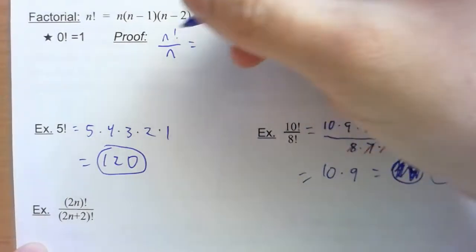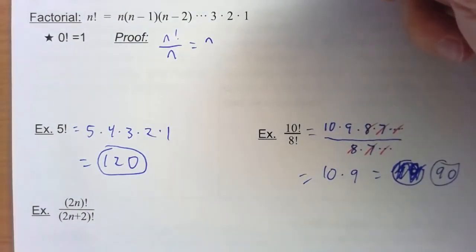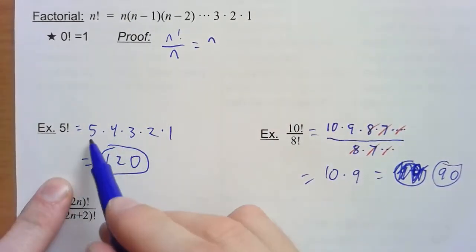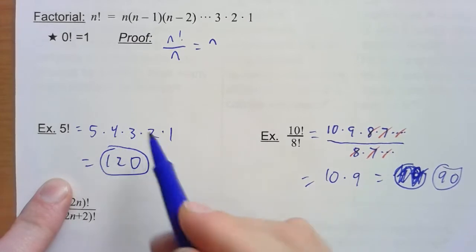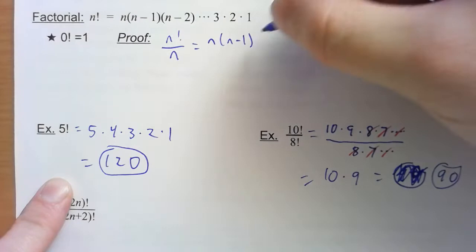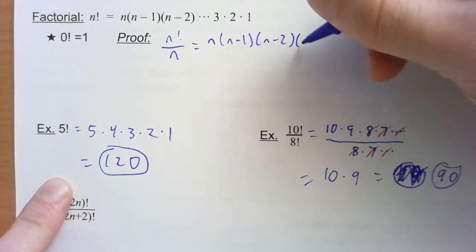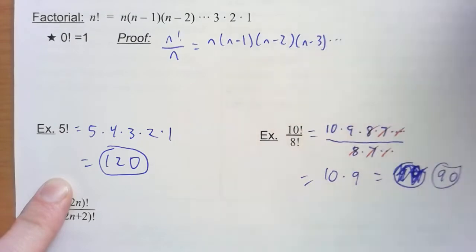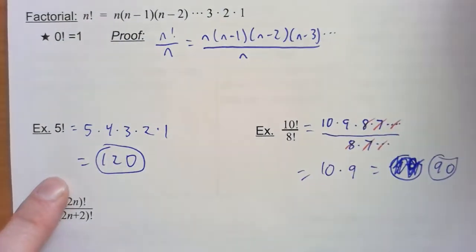Okay? So n factorial, well, that would be n. And then the next smallest number after n is n minus 1. How do you get to the next smaller number? You just subtract 1 every time, right? From 5 to 4 to 3 to 2 to 1, you subtract 1. So n, and then we subtract 1, we get n minus 1. We subtract 1 again, we get n minus 2. Subtract 1 again, n minus 3, and so on. And then this is all going to be divided by n.